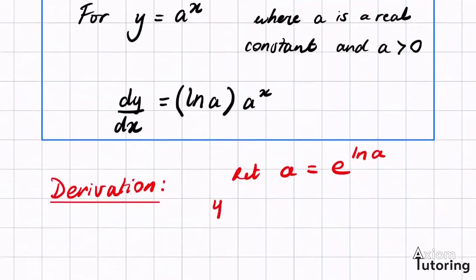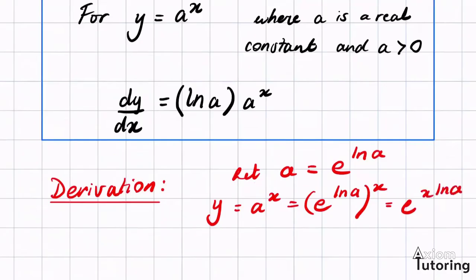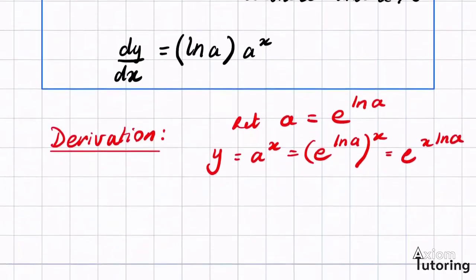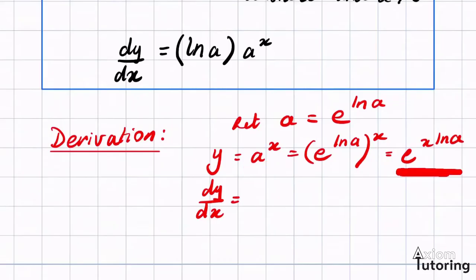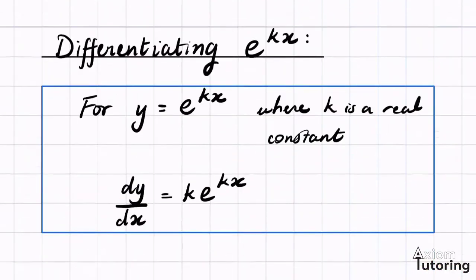And so if we have y equals a to the x, we can in fact write that as e to the ln of a, all to the power of x. Using our laws of indices, we can say that's e to the x ln a. So now what we want to do is differentiate this. So dy over dx is equal to, well, instead of differentiating a to the x directly, we can just differentiate e to the x ln a, because we know the rule for that.